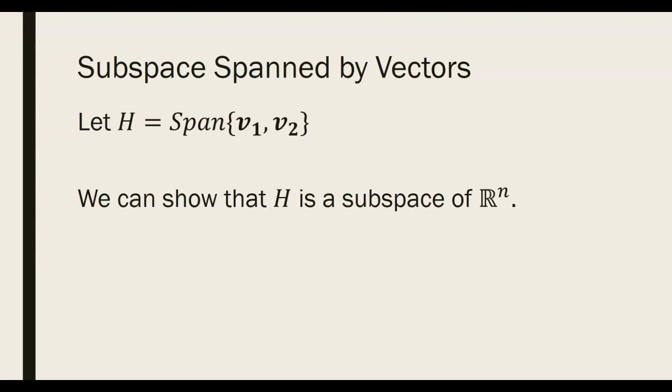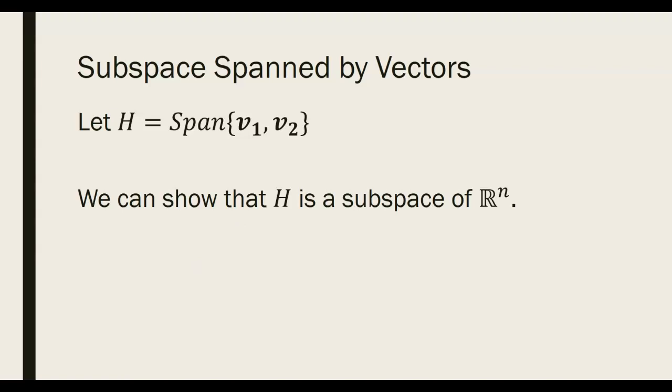Now, we're going to look, and I want you to make a connection between the span of a set of vectors and a subspace. It turns out that if we let H be the span of any set of vectors, now I just chose a set of 2 vectors, but you could do this with 3 and 4 and 5 vectors if you wanted. So if we let H be the span of 2 vectors, we can actually show that H is a subspace of Rn. Let's actually go through that. Now, in order to show that H is a subspace, we have to show that all 3 properties hold.